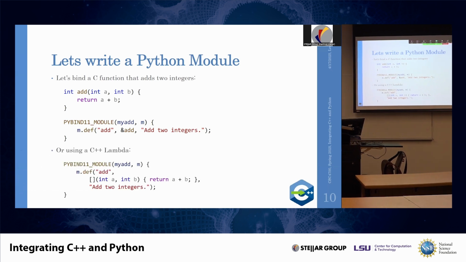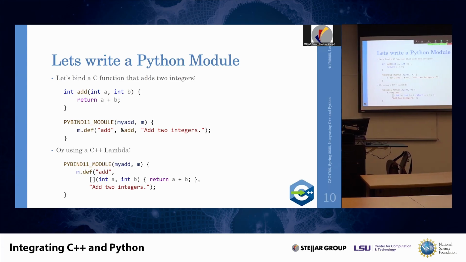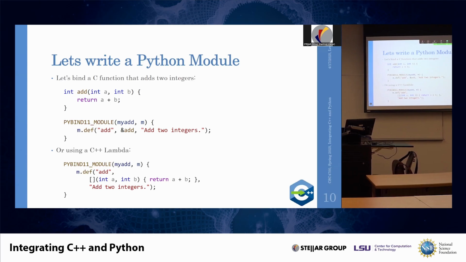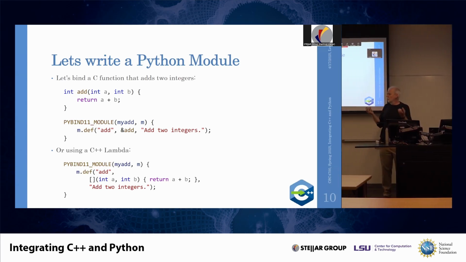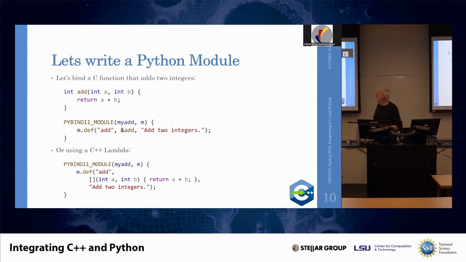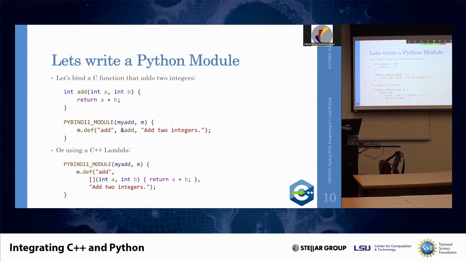I could use a lambda in the same way, right? I don't have to use a function itself. I can just plop the function as a lambda into the module definition, which is usually what you do because it's usually small functions you want to just expose to the Python side. So these 2 things are completely equivalent.